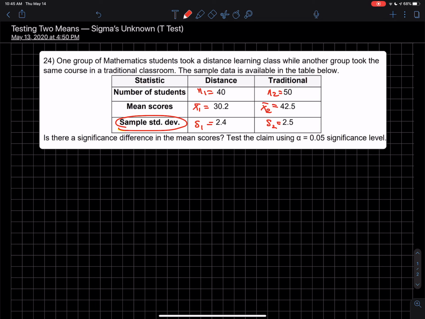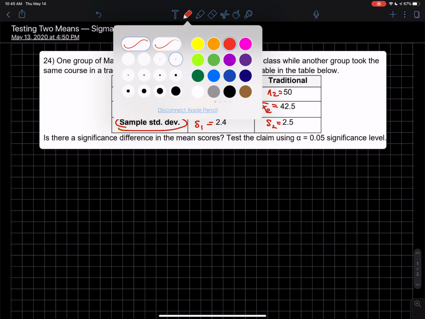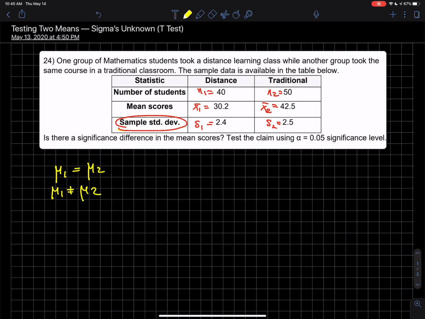All right, let's see what it says. One group of math students took a distance learning class, while another group took the same course in a traditional classroom environment, and the following sample data was collected. So what we want to know is whether there's a significant difference between the mean scores of the two groups. So basically, we want to know if the average of the first group is equal to the average of the second group, or is there a difference, which means it's not equal to. That's what we're testing here.